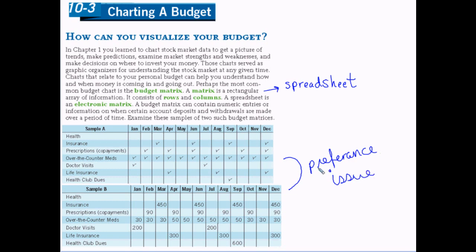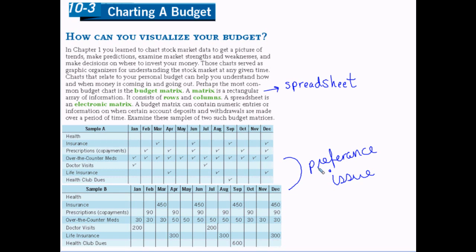And that's the thing with a budget. Creating your budget is a personal preference. There's not a right or a wrong way for you to organize your budget. I have known people that quite literally did everything with cash, and they would have envelopes that they labeled rent, electricity, groceries, or whatever. And that was their organization system. And when the money in that envelope was gone, they didn't buy anything else in that category.